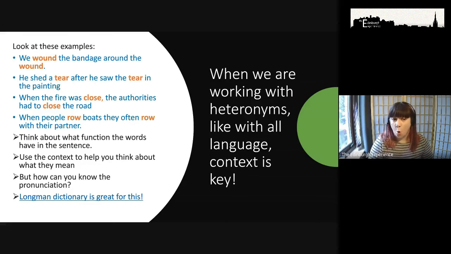When people row boats, they often row with their partner. So you row like this with a boat. Row is when you have an argument with someone.